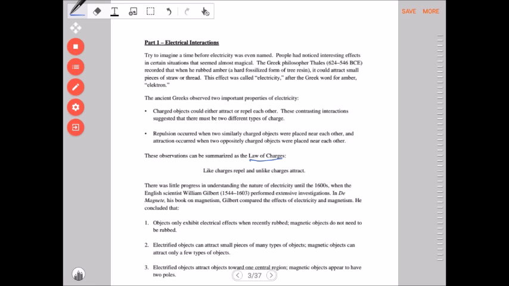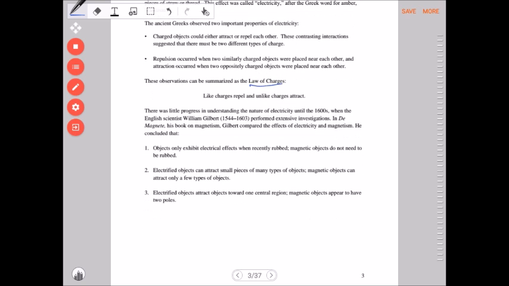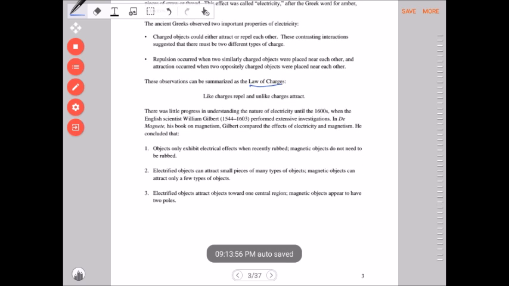So this isn't anything new. You've learned this in other courses and just from life experience. Now there was very little progress in the understanding of electricity until the 1600s, when the English scientist William Gilbert, 1544 to 1603, performed extensive investigations on the subject. He published his book called De Magnete.